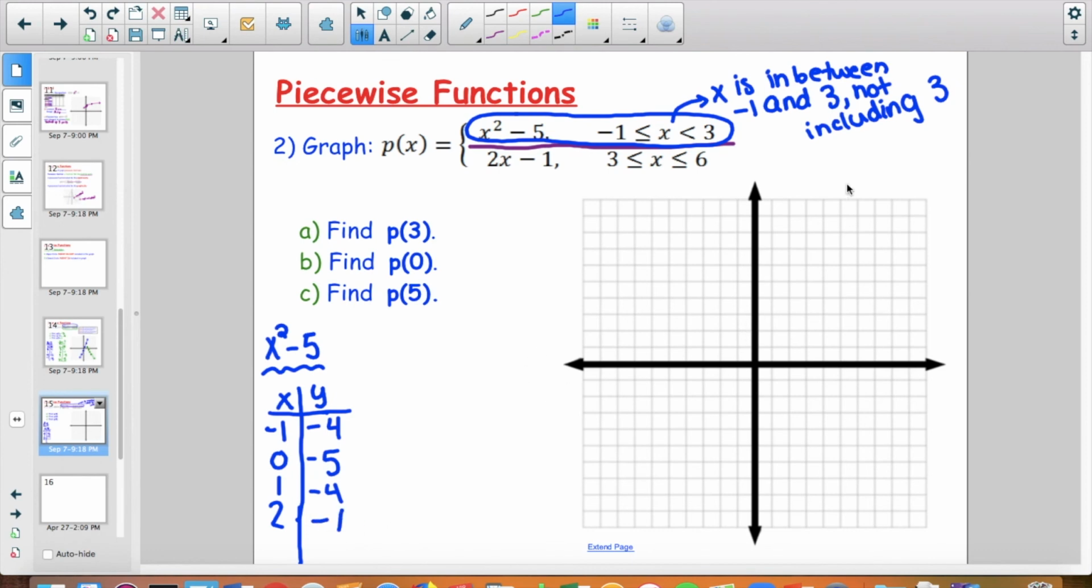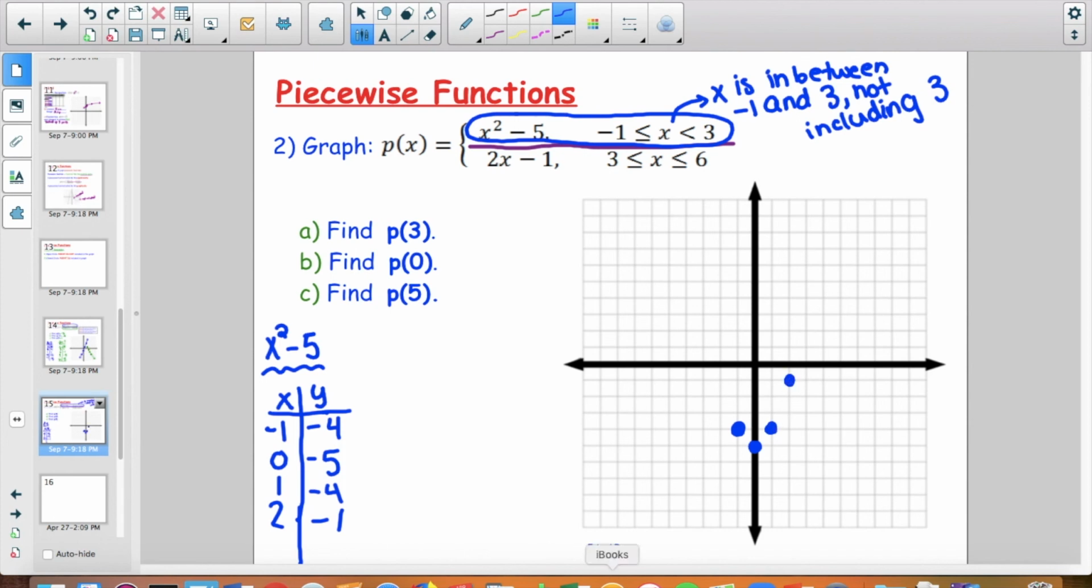Now we can't forget that we need to have 3 on our graph, but put an open circle. But I'm going to hold off on that for a second. Let's graph what we have. So we have negative 1, negative 4. Then we have 0, negative 5. Then we have 1, negative 4. We have 2, negative 1.